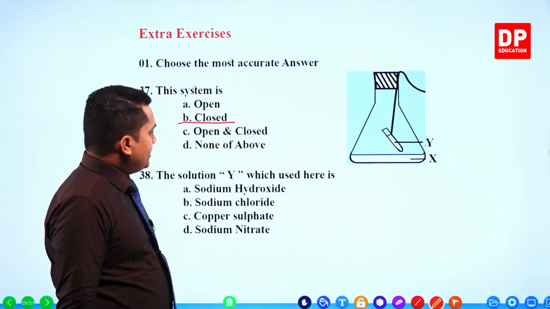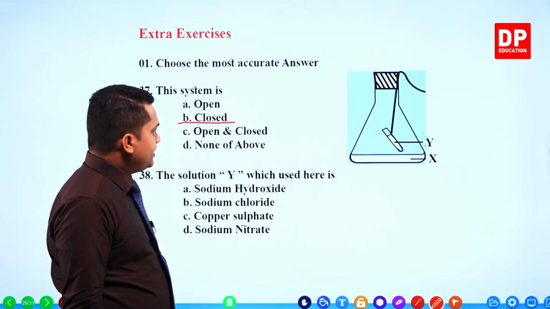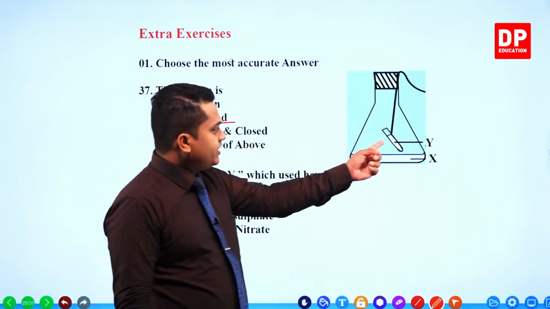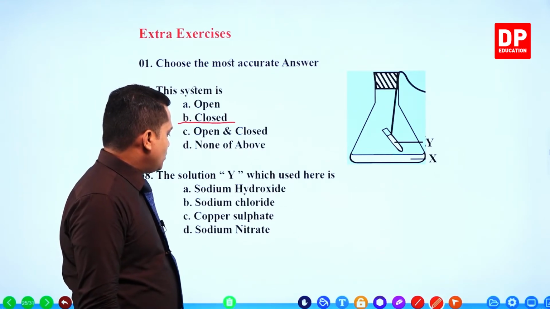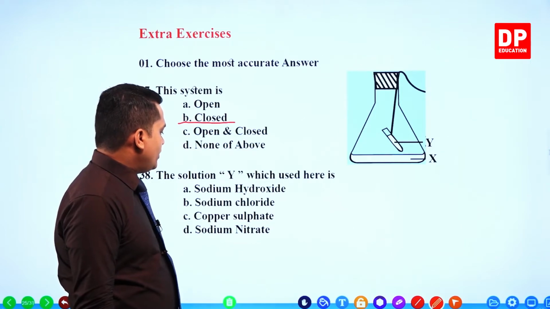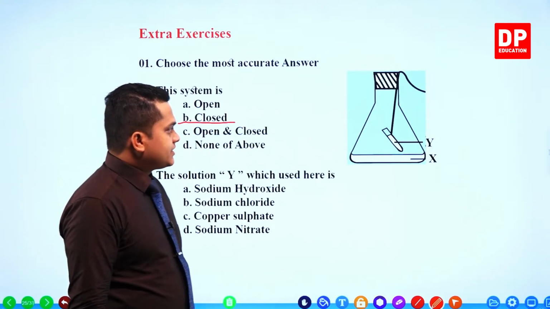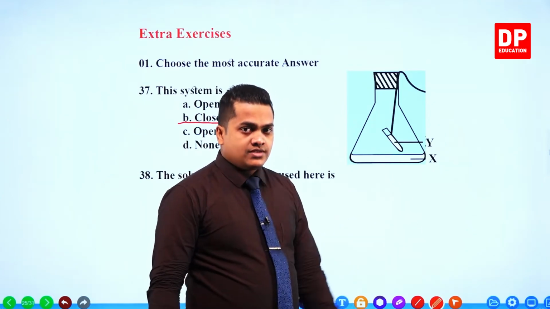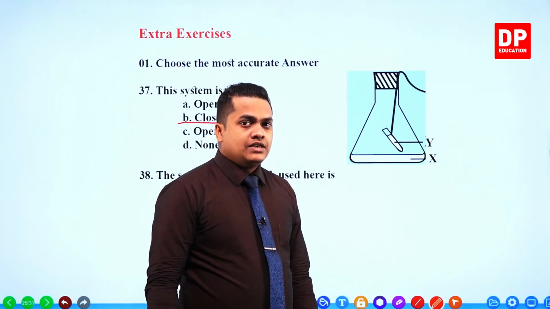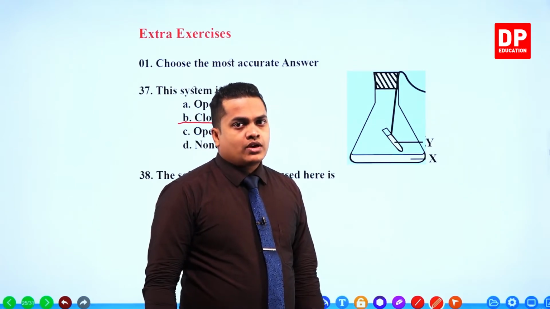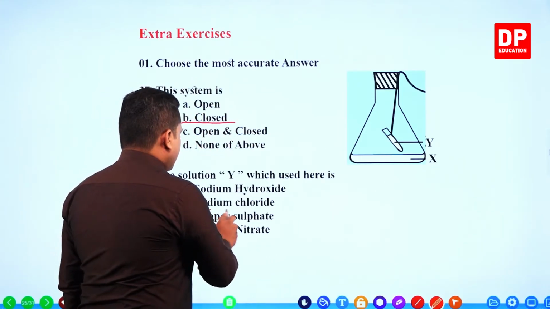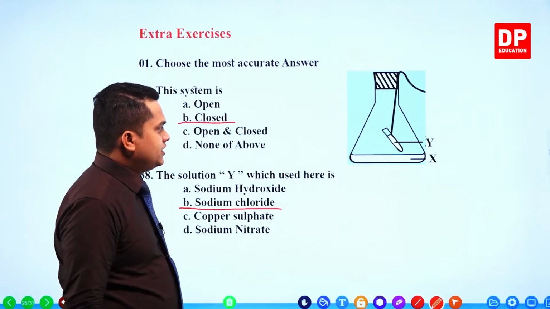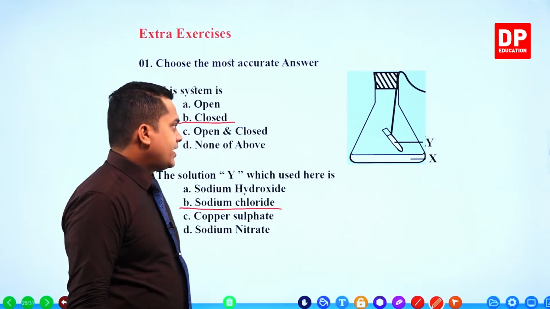The solution Y used here is the solution placed in the ignition tube. Let's see. Sodium hydroxide, sodium chloride, copper sulfate, sodium nitrate. The substance that we used as the Y solution is sodium chloride solution, common salt solution, right? So sodium chloride is the correct answer. Sodium chloride solution is the Y solution, right?